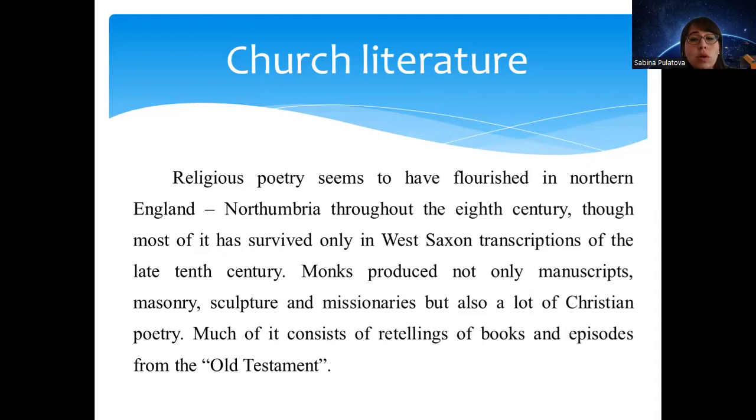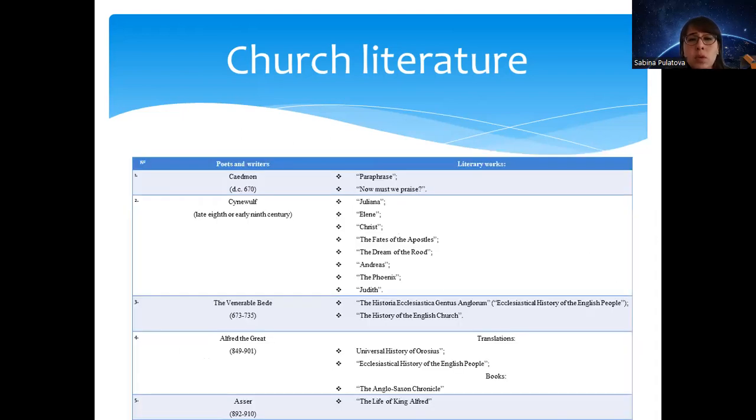Monks produced not only manuscripts, masonry, sculpture, and missionaries, but also a lot of Christian poetry. Much of it consists of retelling of books and episodes from the Old Testament. The most outstanding representatives of church literature are Caedmon, Cynewulf, the Venerable Bede, Alfred the Great, and Asser. And here, in this slide, are given the literary works which were written by them.